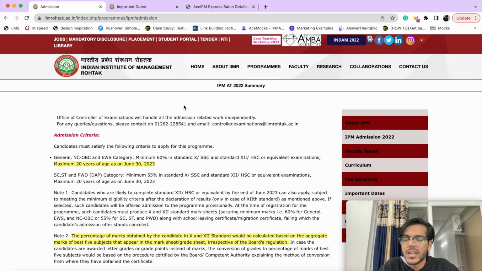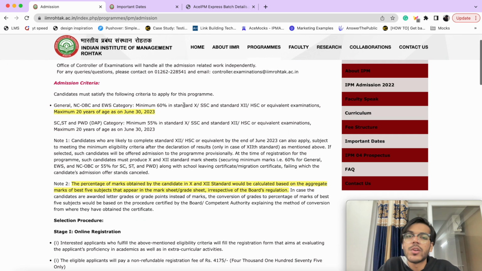for this exam. In terms of minimum percentage for 10th and 12th, that is 60% for all the categories and 55% for SC, ST and DAP categories. To calculate the eligibility marks of 10th and 12th, you need to calculate it on the basis of the aggregate of the best 5 subjects, regardless of your board's regulation. Does not matter if your board asks you to consider all the subjects or best of 4 or 3. You will have to take the best of 5 only.